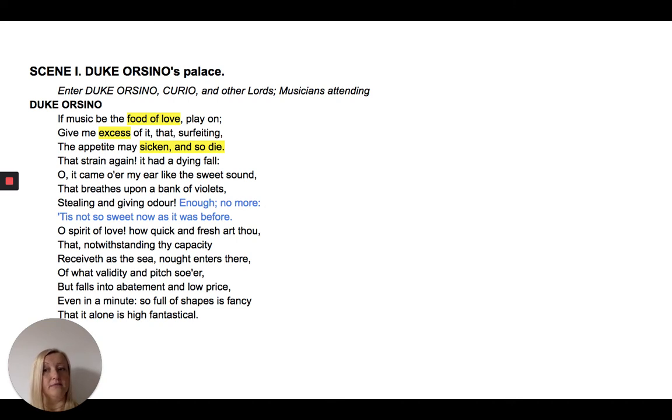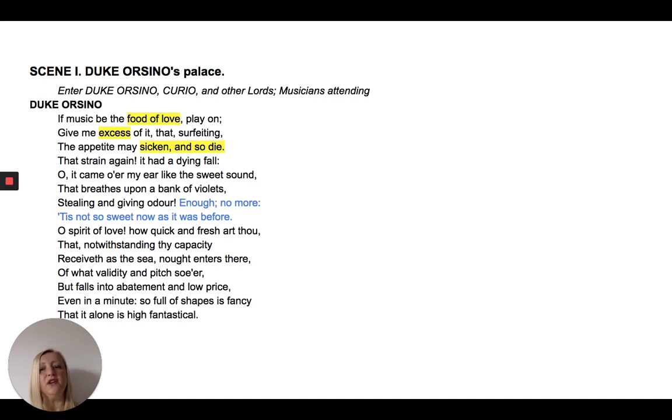"If music be the food of love, play on. Give me excess of it, that surfeiting the appetite may sicken, and so die. That strain again, it had a dying fall. Oh, it came o'er my ear like the sweet sound that breathes upon a bank of violets, stealing and giving odour. Enough, no more. 'Tis not so sweet now as it was before.